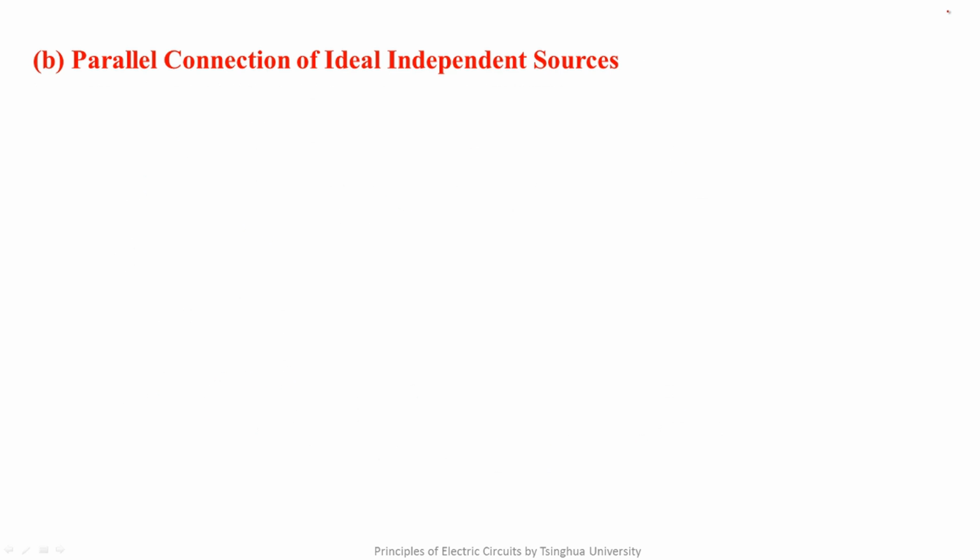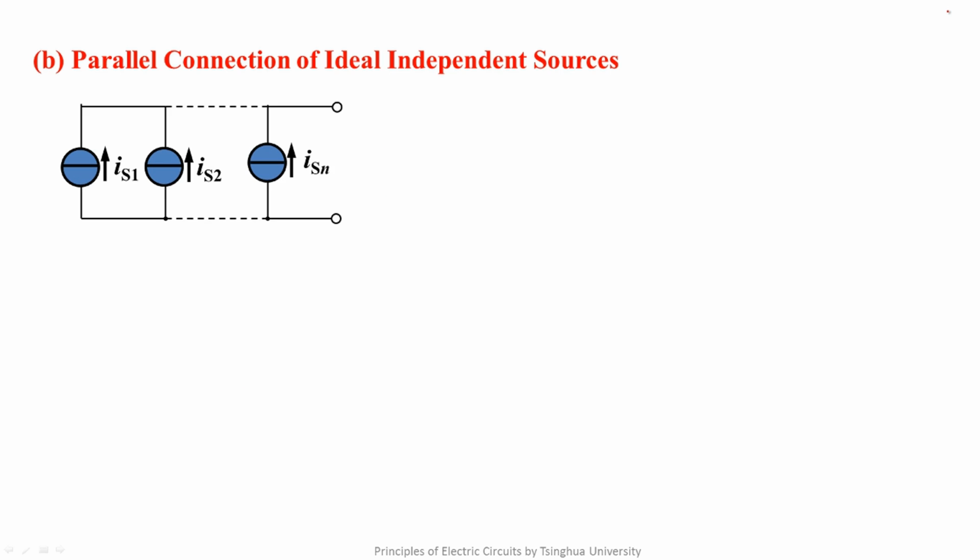Next, we discuss the parallel connection of the ideal independent sources. The first is the parallel connection of n independent current sources. For the non-associated reference directions on the port, we can write a KCL equation on this node, that is, I equals IS1 plus ... plus ISN equals ISEQ. That is to say, it can be equivalent to an ideal independent current source.